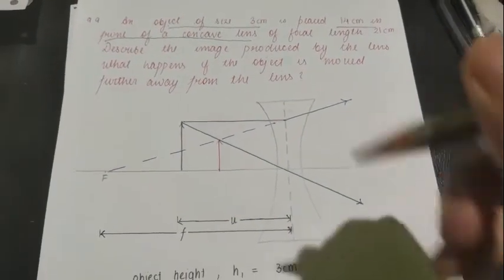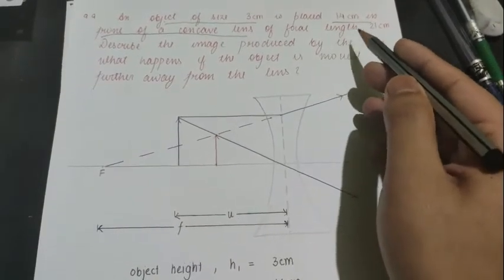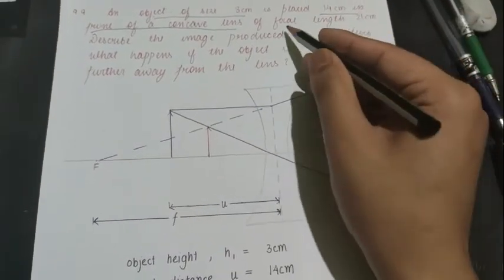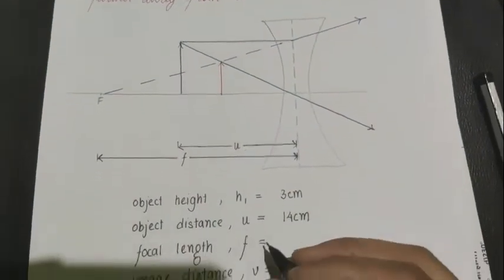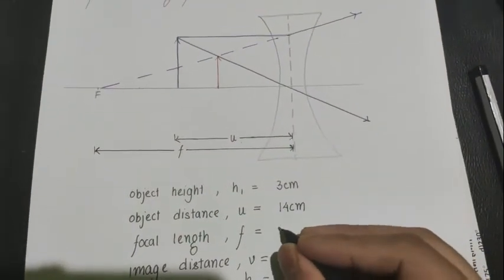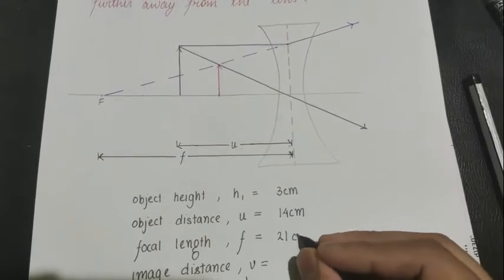Next, they have given you the focal length of the concave lens. Underline this one. Focal length is how much? 21 cm. Focal length is 21 cm.